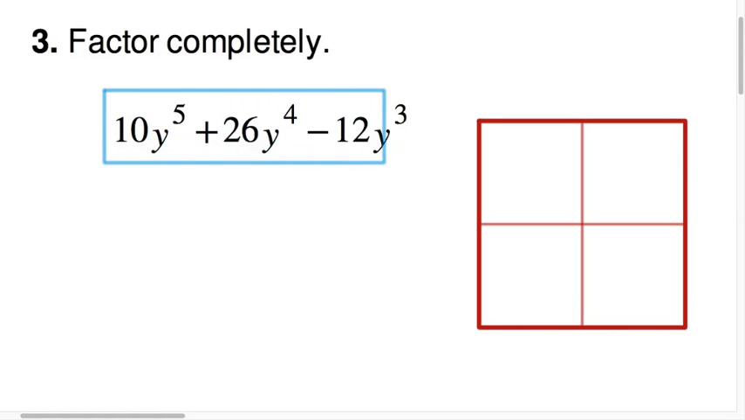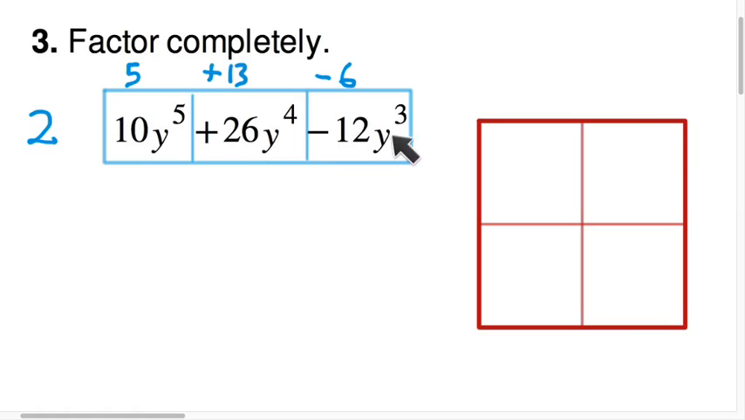Before we think about the sum and the product game, what's the first move in our factoring strategy? Common factor. First thing we should think about is to see if there is a common factor that we can take out of all three of these terms. Well, what do 10, 26, and 12 all share in common for their greatest common factor? 2. And if I take out that 2, I'm going to get a 5 here, a 13 here, and minus 6 over there. That accounts for the coefficients.